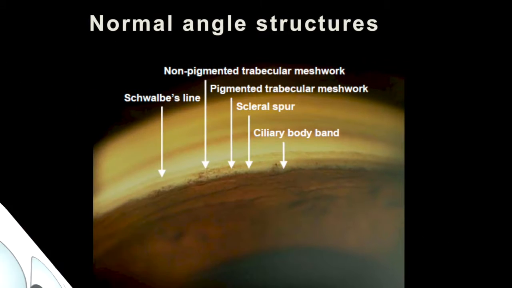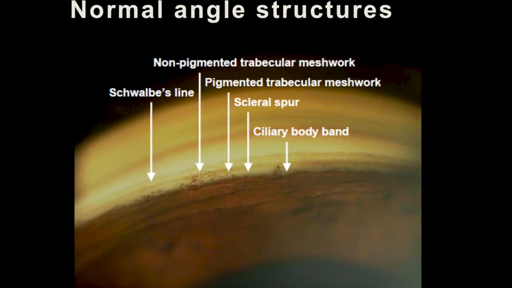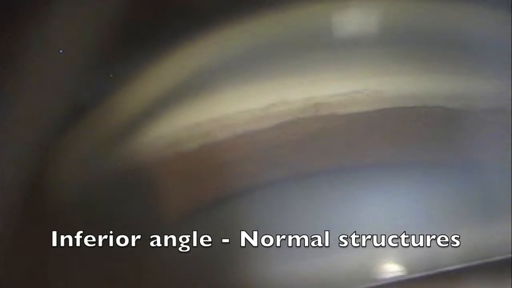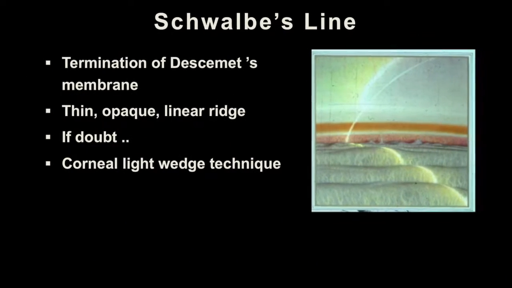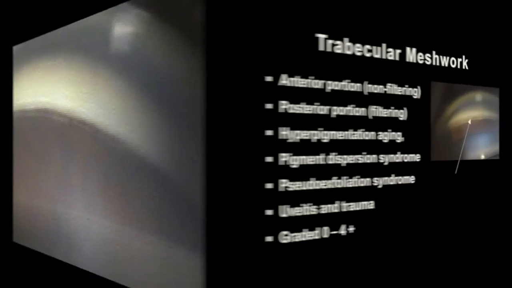In a gonioscopic view, the structures from anterior to posterior are Schwalbe's line, non-pigmented trabecular meshwork, pigmented trabecular meshwork, scleral spur, and ciliary body band. Schwalbe's line is the peripheral termination of Descemet's membrane and is seen as a thin, pale, linear ridge. If there is doubt, use the corneal light wedge technique to locate the position of Schwalbe's line.